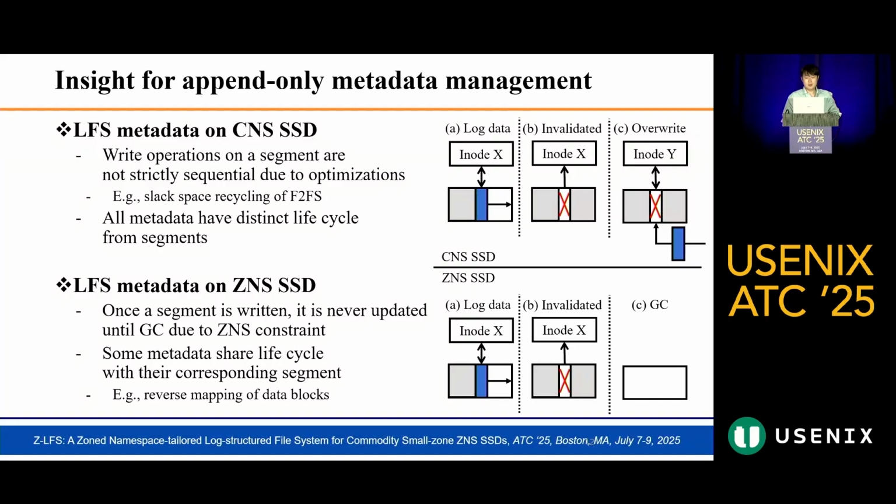As shown in the figure, when data is logged to a segment, each parent node or inode stores the location of the data block. The reverse mapping is also recorded and later used to locate the parent inode from a data block during GC. On a ZNS SSD, when a block in a segment is invalidated, the file system can overwrite it with new data. In that case, the reverse mapping must be updated accordingly. However, on a ZNS SSD, blocks are never overwritten, and thus reverse mapping remains unchanged until the entire segment is cleaned.